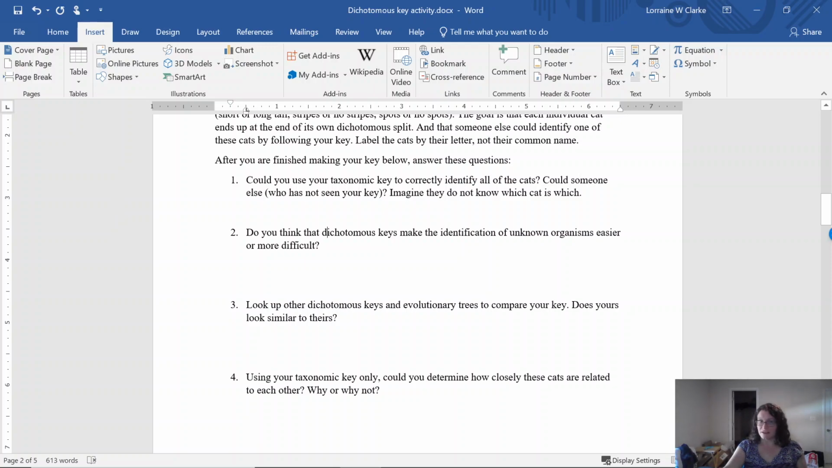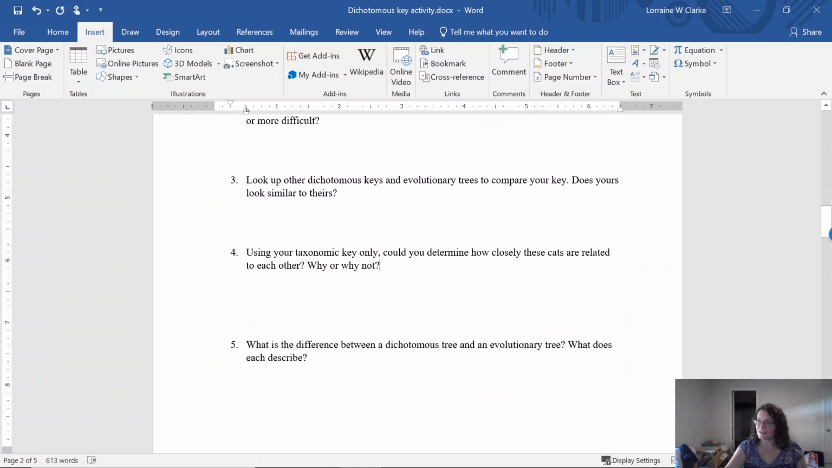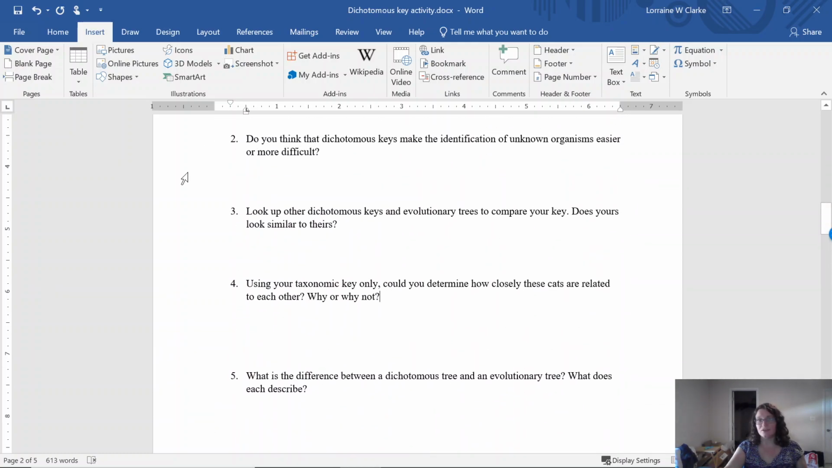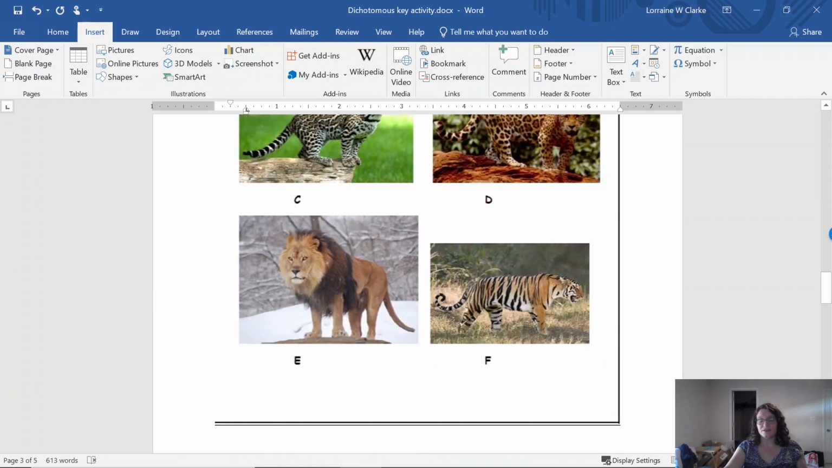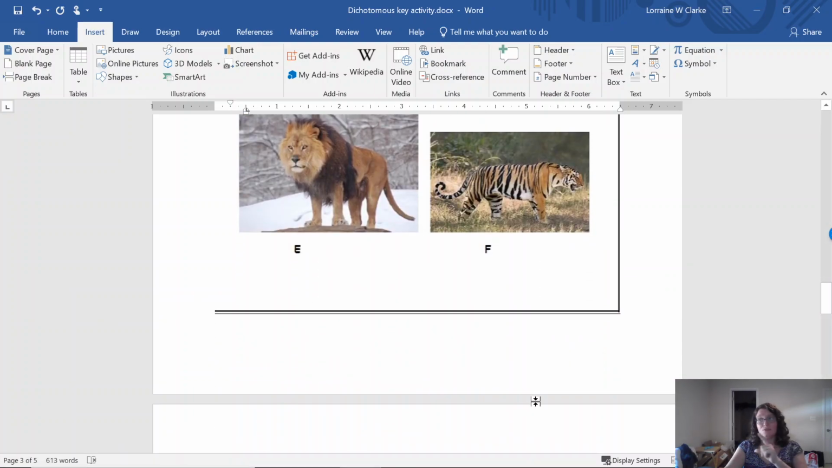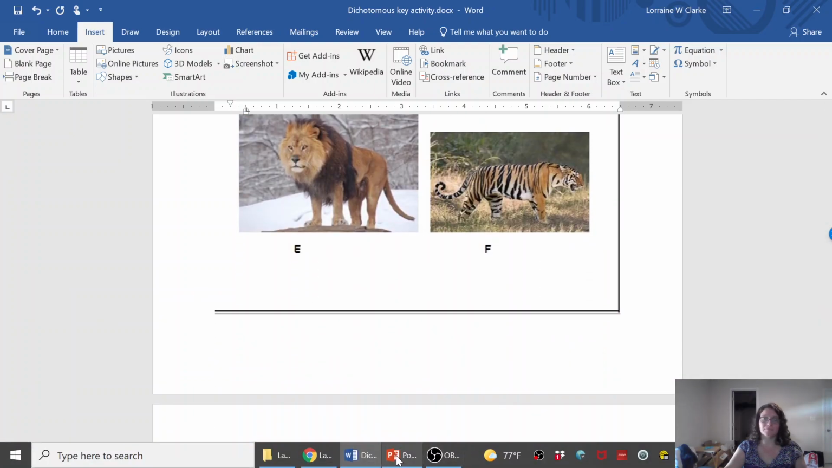Do you think that dichotomous keys make the identification of unknown organisms easier or more difficult? Look up other dichotomous keys. Does yours look similar? And using this taxonomic key only, could you determine how closely the cats are related? Why or why not? Okay, so please answer all those questions. Do your taxonomic key. This should not take you a super long period of time, okay?